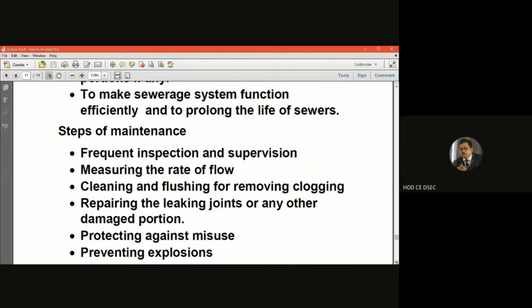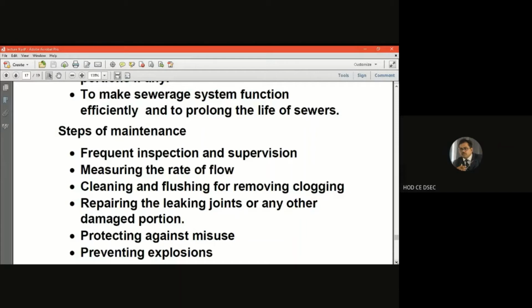Measuring the rate of flow is also under the purview of the maintenance, because we have to check the minimum flow, that is, whether the minimum self-cleaning velocity is there or not, to avoid siltation and precipitation in the sewer. So that velocity, that flow is very, very important for maintenance purposes, and measuring the rate of flow is also in the purview of the maintenance.